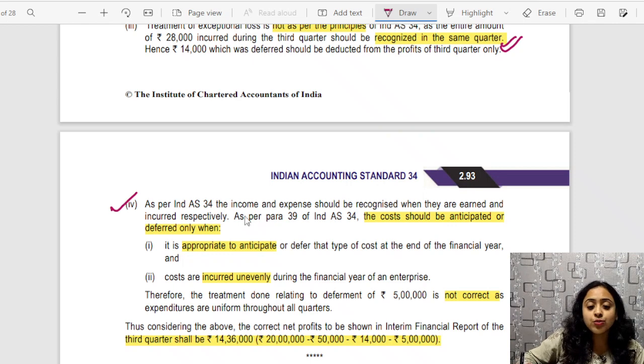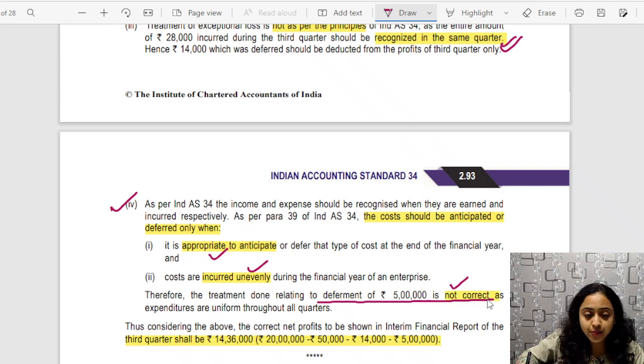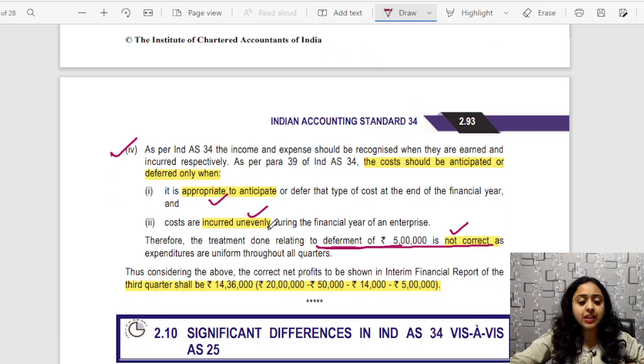The cost should be anticipated or deferred only when it is appropriate or incurred unevenly. Okay, if it is incurred evenly, therefore such deferment is not correct. So it should be deducted.